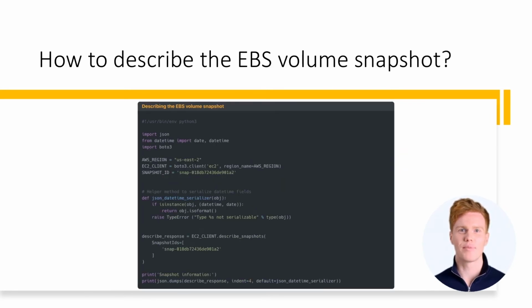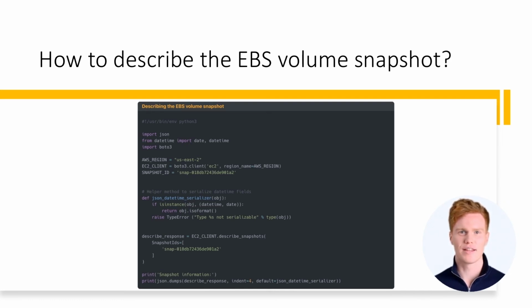Like describing the EBS volumes, you can get all information about any snapshot by calling the describe snapshots method of the EC2 client. The describe snapshots method takes the same arguments as the filter method. Let's use the snapshot IDs argument that accepts a list of snapshot IDs to get information about the specific snapshot. As a reminder, we're using the EC2 client here to get a JSON formatted response from the EC2 service, which contains all available information about one or several snapshots.